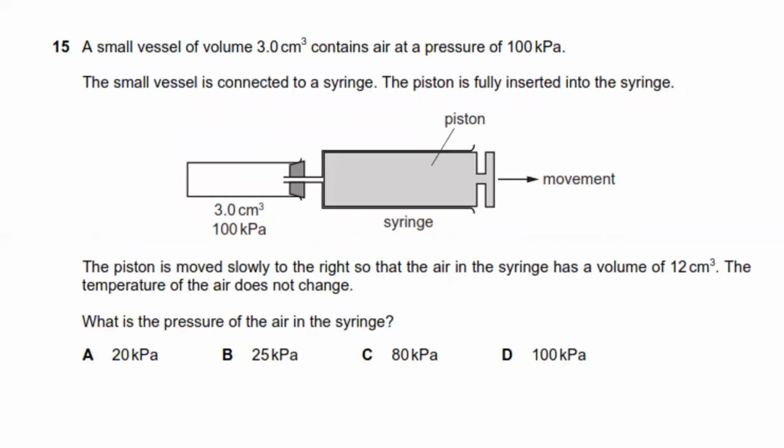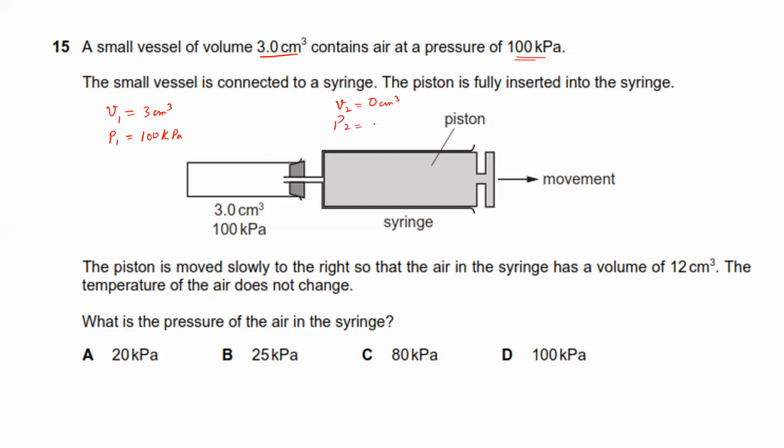Next question. Question number 15. It says a small vessel of volume 3 centimeter cube contains air at pressure of 100 kilopascals. So volume V1 is 3 centimeter cube, pressure P1 is 100 kilopascals. The small vessel is connected to a syringe. The piston is fully inserted into the syringe. So initial volume V2 is 0 centimeter cube.